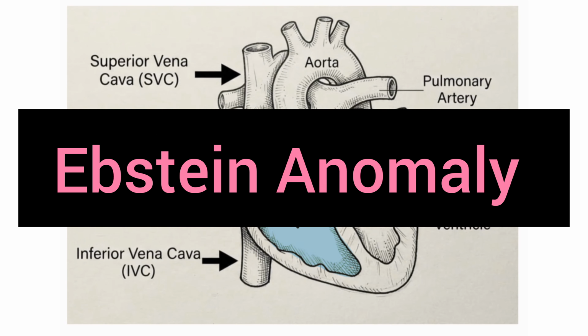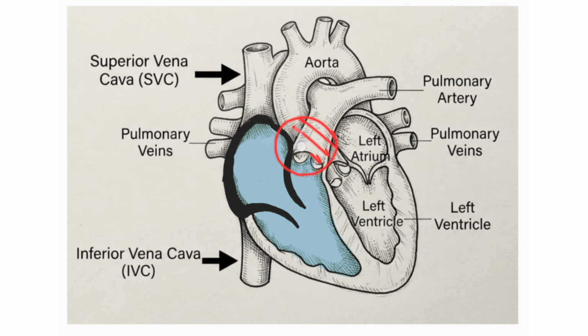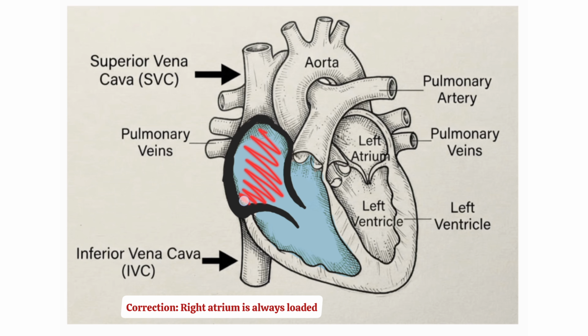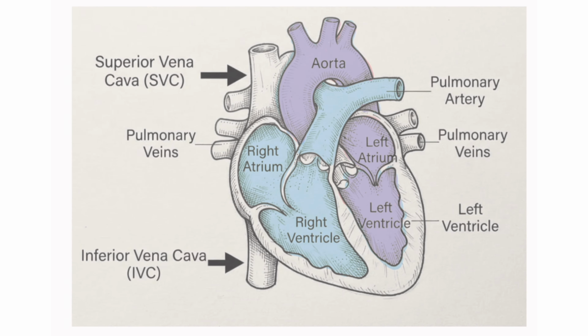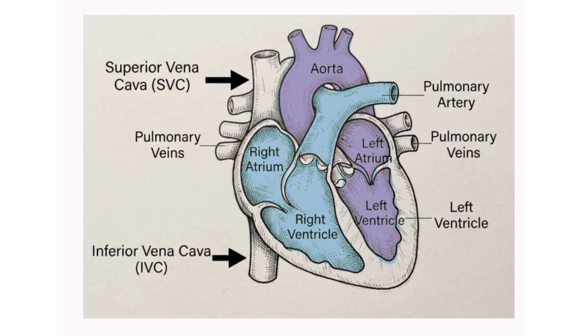Ebstein's anomaly. Again, the patient has some ASD or PFO. In Ebstein's anomaly, the tricuspid valve is situated lower down and it's floppy too. So the right ventricle is always loaded, accompanied by tricuspid regurgitation which increases the pressure, and eventually we have right to left shunts. In all of the conditions that we discussed above, there is mixing of deoxygenated blood with oxygenated blood which cannot be purified and is supplied to the whole body.